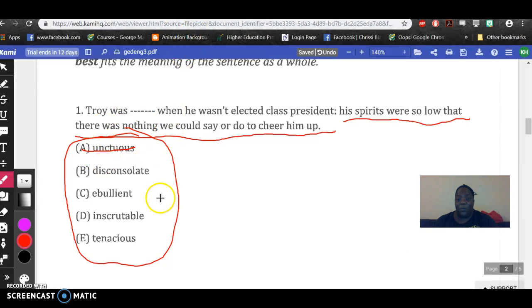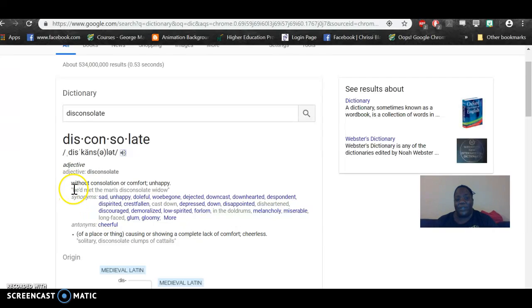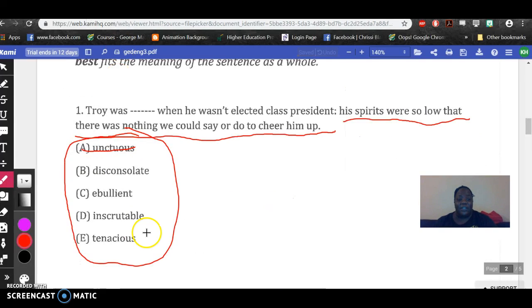So I will look up the second word, which I already did, and I have it here. Okay? So our second word, and we take a look at this one, and what does it mean? Without consolation or comfort, unhappy. So he's woeful, dejected, downcast, downhearted. Would that fit here? Okay, let's take a look. So he's woeful, he's downhearted.